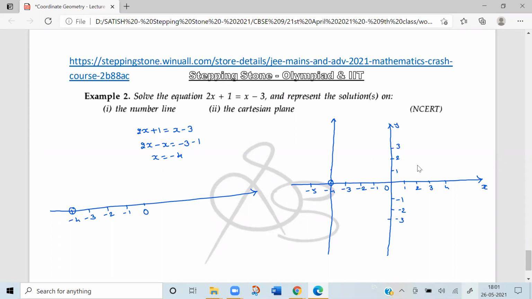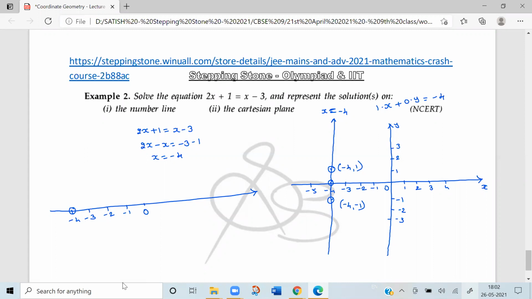Tell me this coordinate from the figure. X coordinate minus 4 and y coordinate 1. And this point, x coordinate minus 4, y coordinate minus 1. So this equation is x equal to minus 4. Always the x coordinate is minus 4, whatever may be the y value. Now you can express this in the general form of the line also: 1 into x plus 0 into y equal to minus 4.